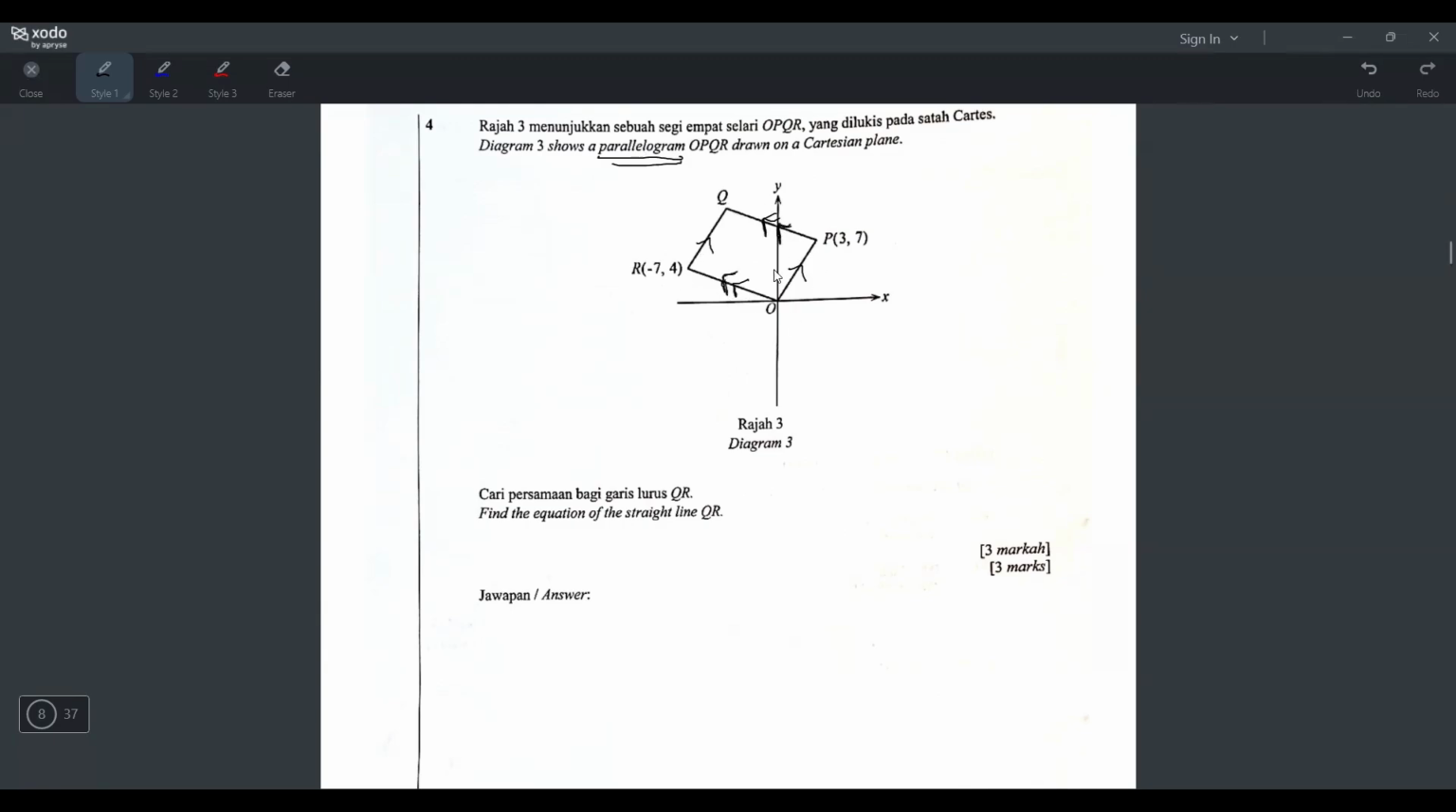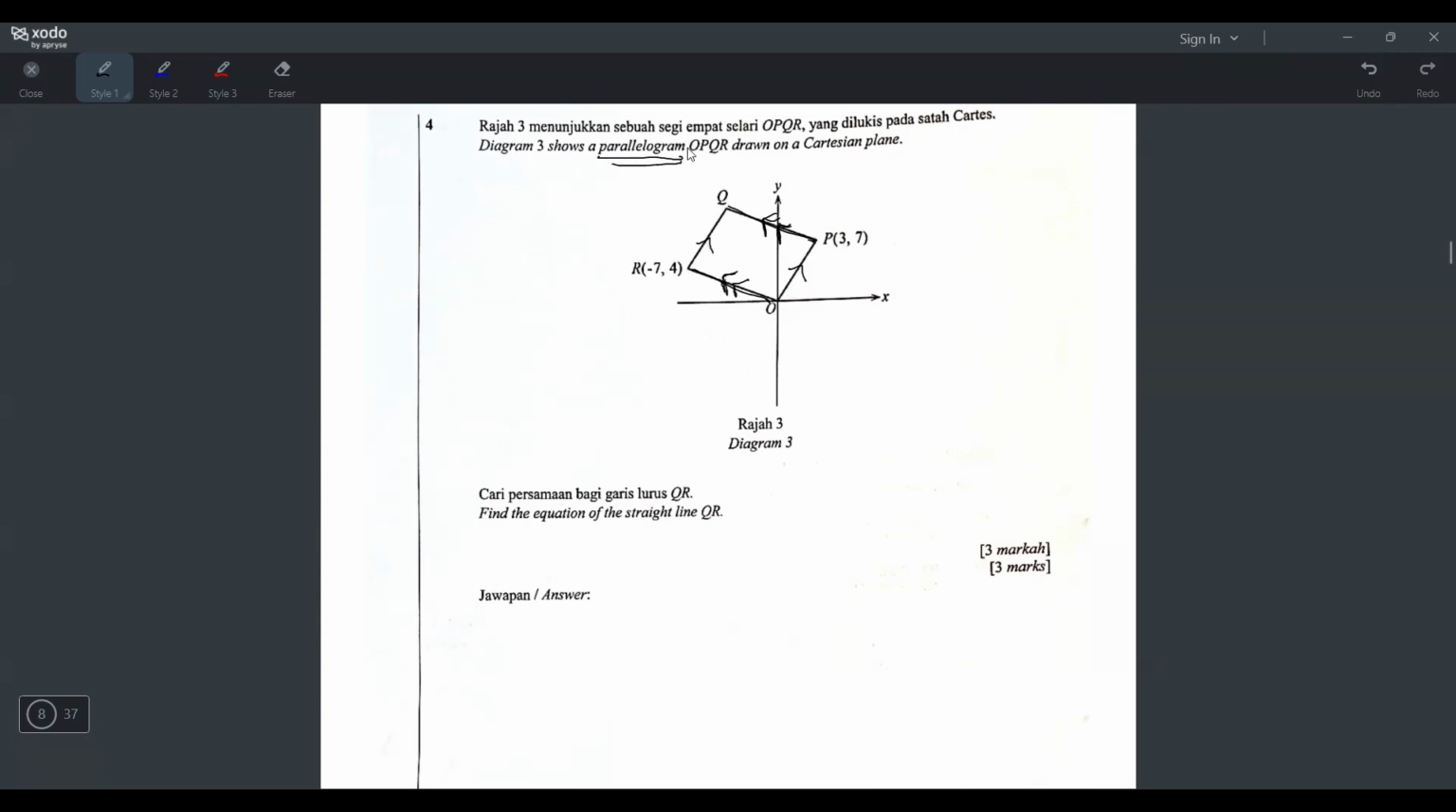Why we have to label like this is to remind ourselves that these two lines, the opposite two lines, will be parallel, meaning they will have the same gradient, right? So for this case, the gradient of OR will be the same as the gradient of PQ. And the gradient of QR will be the same as the gradient of OP. Because opposite sides are parallel. Parallel means gradient same, right? So it's important to label it like this.